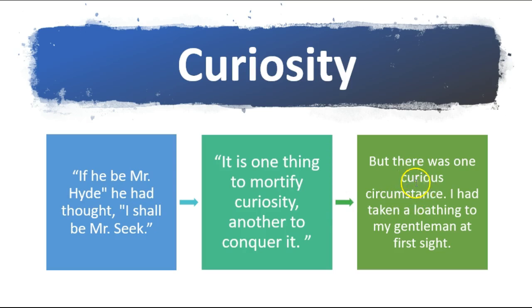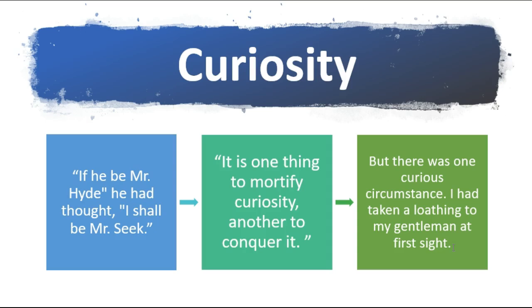And this brings us back to the other mention of the word curious in the novel, which is right at the beginning. "But there was one curious circumstance. I had taken a loathing to my gentleman at first sight." These are the words of Enfield when he first sees Hyde, when Hyde has trampled over this little girl. He's just stepped on her once as he's not seen her going through the night. But what's interesting about that encounter is that Enfield and the others at the scene instantly want to kill Hyde.